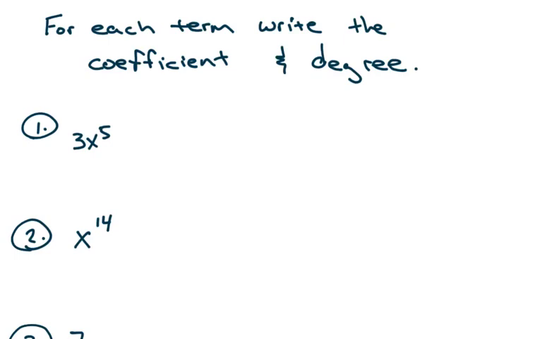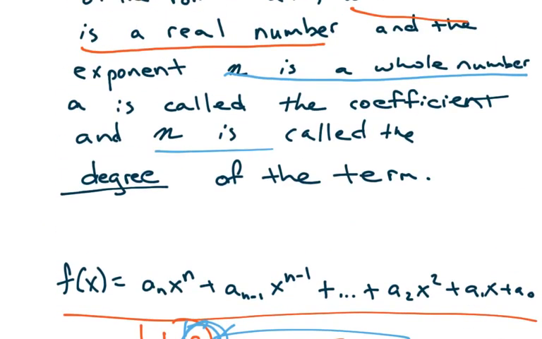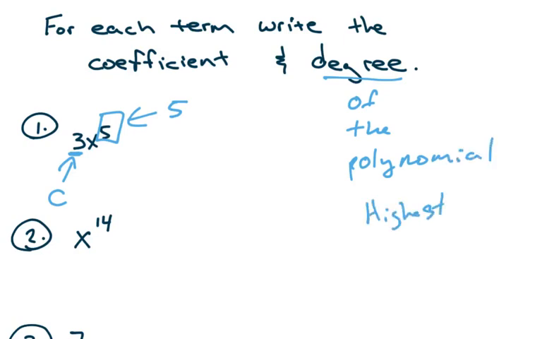So the coefficient is the number in front, so I'm just going to write C for coefficient. The degree is the exponent. Now, one thing here is n is called the degree of the term. So we want to make sure here this says degree, so this would be 5. There's a difference between degree of the term and degree of the polynomial. If it says degree of the polynomial, then what it's referring to is the highest exponent.